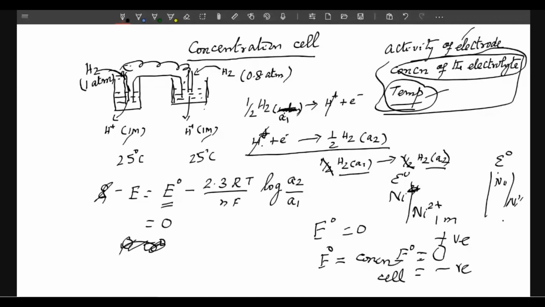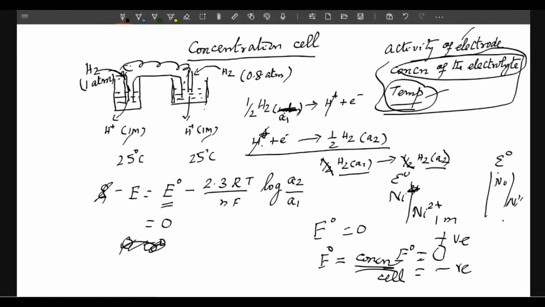Why do we call this a concentration cell? Here the cell EMF is derived because of the difference in the activity of the electrode. Generally it is called a concentration cell, but the concentration difference is due to what? The electrode. Therefore, it is specifically called an electrode concentration cell. In the electrode concentration cell, the electrolyte concentration would be the same, but the electrode activity would be different.